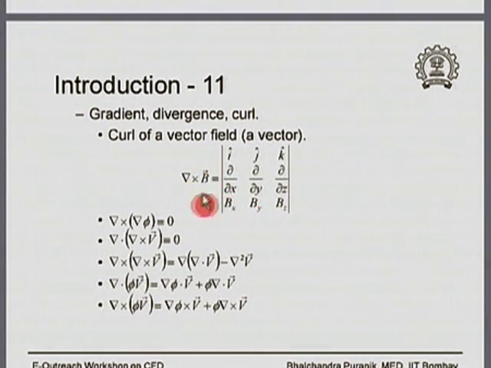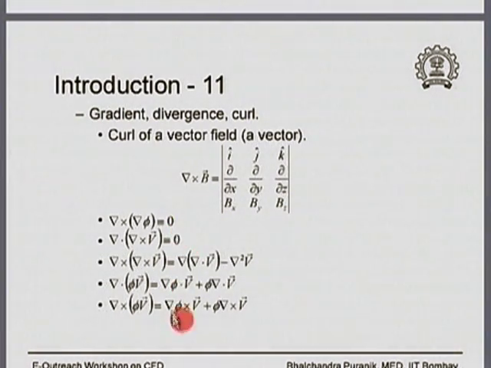When it comes to kinematics, we will see this curl of a velocity field, which will result in what we will call a vorticity field. The vorticity field will be simply del cross v, where v is the velocity field, and it will be calculated utilizing this determinant expression.